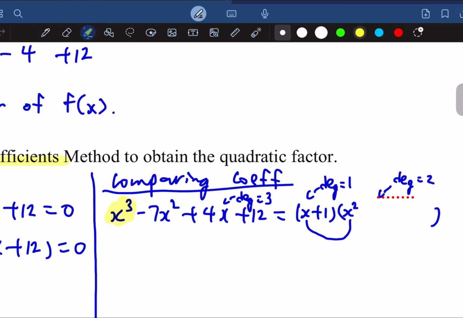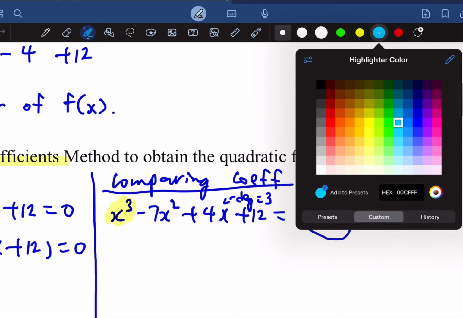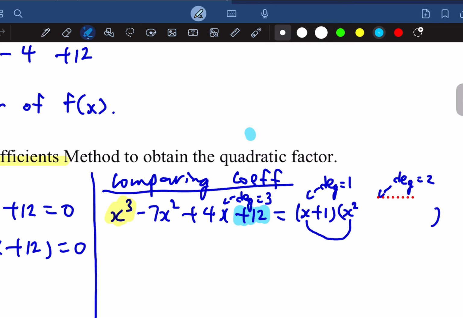My positive 12, we will get this how? From positive 1 times whichever number gives me positive 12. So this will be plus 12. In the center, because we write polynomials in descending order of power, so x squared plus kx plus 12. Then we are supposed to find kx. Here, I'll show two ways. Either we compare coefficient of x squared or compare coefficient of x.